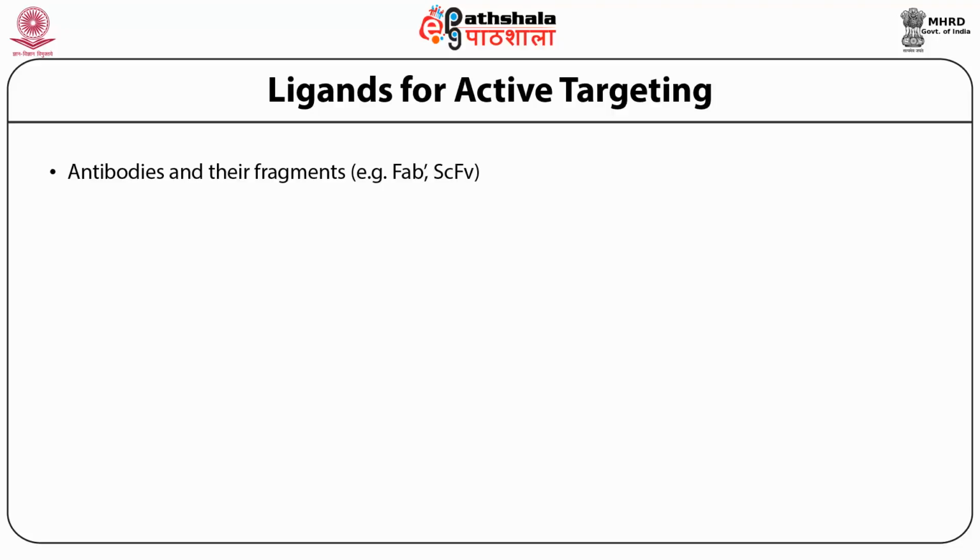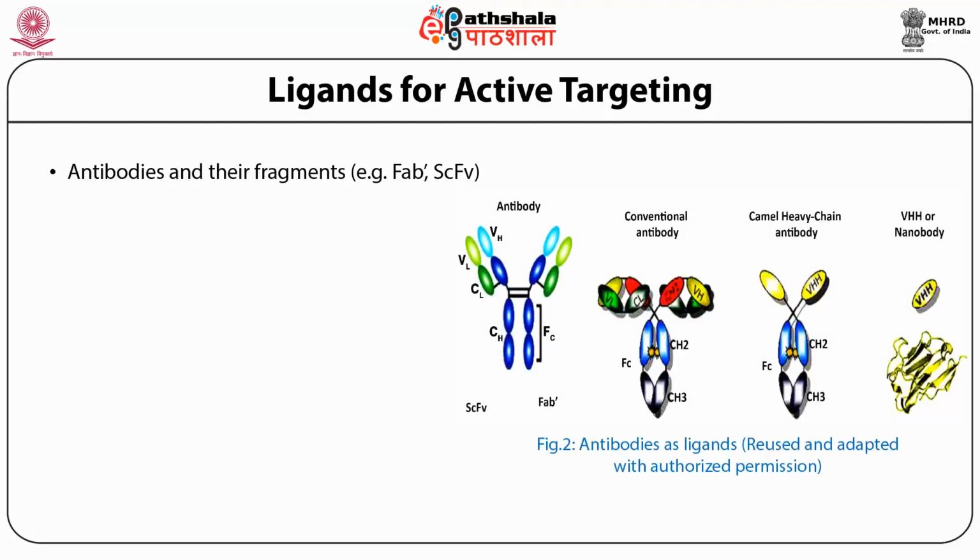Antibodies and their fragments are extracted and designed through biochemical and genetic recombinant techniques. There are two antigen-specific fragments of antibodies which act as ligands on various tumor cells. These include the antigen binding fragment, Fab, and the single chain variable fragment, scFv. In this figure, you can see an illustration of the specific antibodies and their fragments in comparison to conventional antibodies.